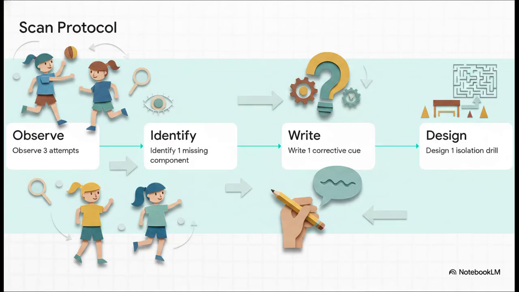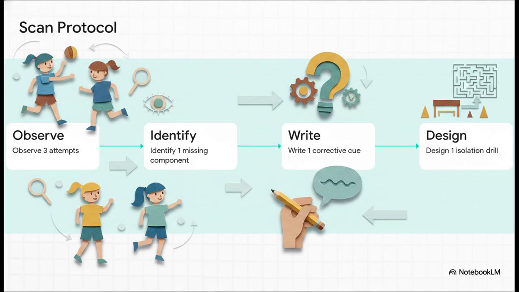What's really interesting about this protocol is that it's a rapid, real-time strategy. You can use it without ever disrupting the flow of your class. It's literally just 4 steps. Step 1, observe 3 attempts. Seriously, don't jump in after just one mistake. Watch and see if it's actually a consistent pattern.